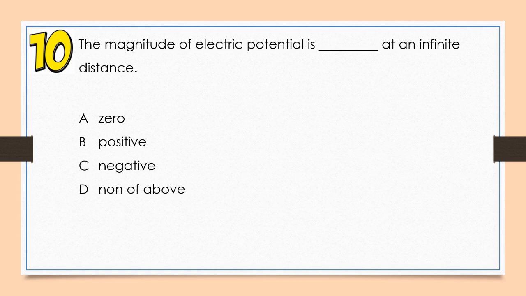Question number 10. The magnitude of electric potential is dash at an infinite distance. So we know that the electric potential will equal to 0 at the infinite distance.